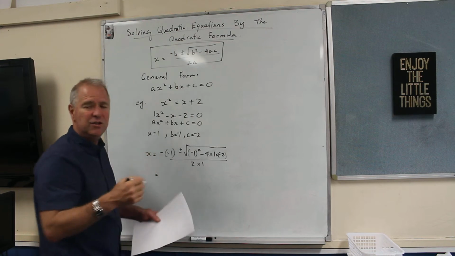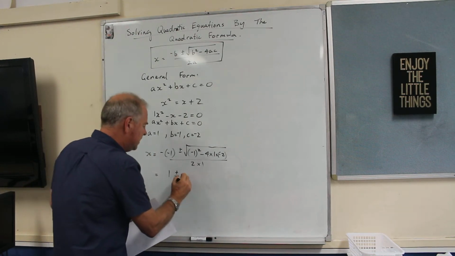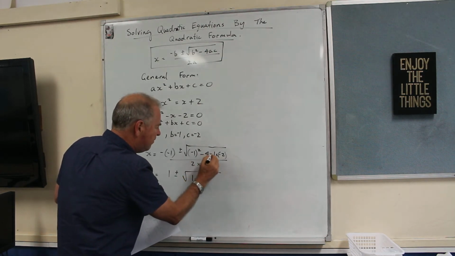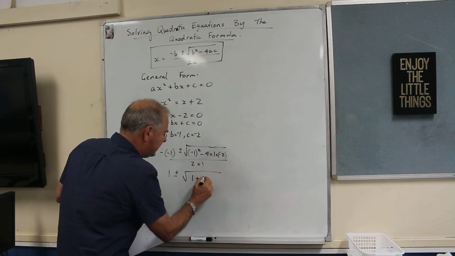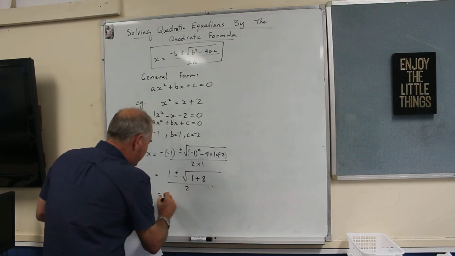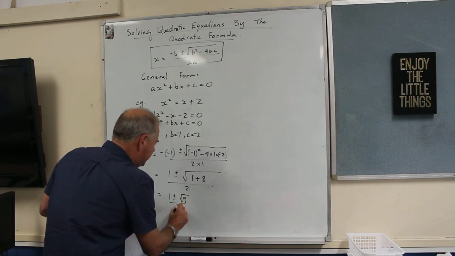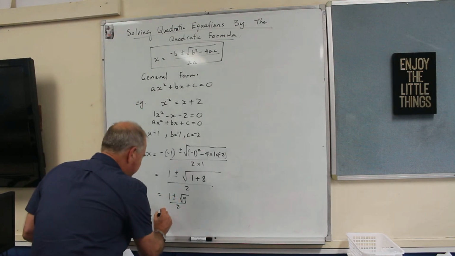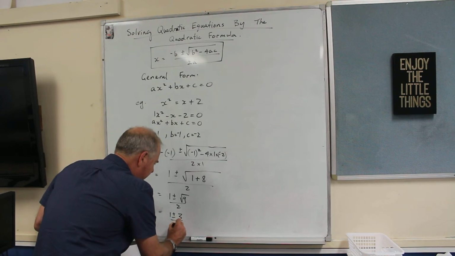So now I'm going to go through and tidy all that up. We've got 1 out the front, plus or minus the square root of, well, negative 1 squared is 1, minus 4 times 1 is 4, times 2 is 8. Two negatives there, they cancel out, they give me a positive. So then I've got a 2 on the bottom, and I've got 1 plus or minus the square root of 9 over 2. Now, everybody knows that the square root of 9 is 3. Well, most people should know that it's 3, shouldn't they?